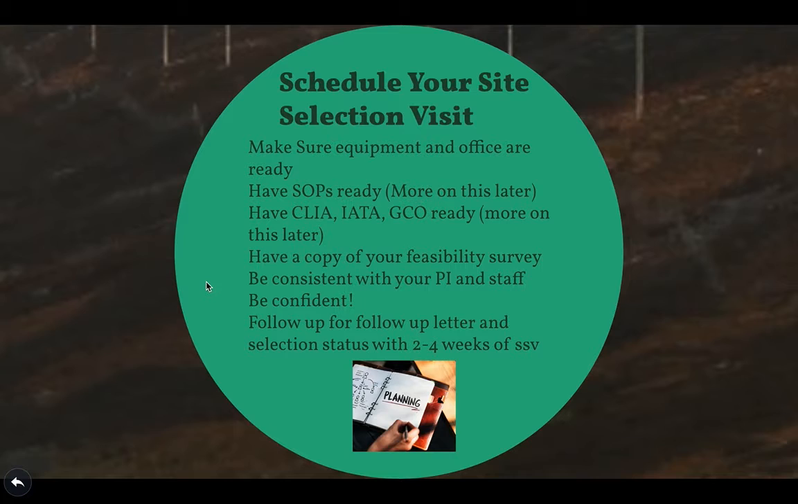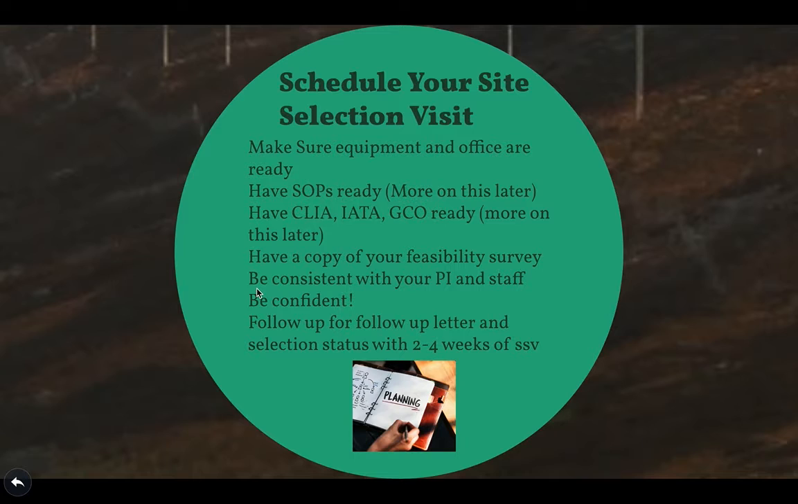Have a copy of your feasibility survey with you if possible, so that you can be consistent, which is the next step. Be consistent with your PI and staff. So if you put on the feasibility survey that 30% of your patients take a certain treatment, and then your PI says 80% do, and your coordinator says none do, there's no consistency. The monitor's going to say, well, what's going on here? I agree with that, but I think that's less damaging than consistency with recruitment numbers.